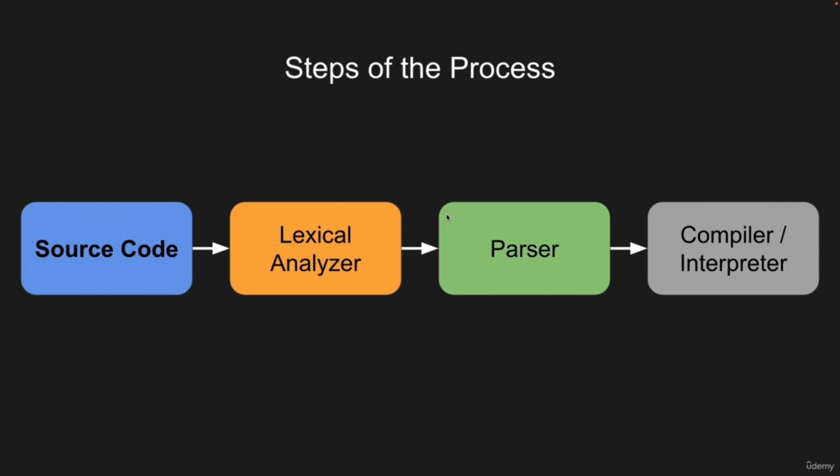So here are the steps of the process. We have the source code, and we put that source code into the lexical analyzer, and after the lexical analyzer, it goes into the parser. The lexical analyzer produces the lexical tokens, and they go to the parser, where the parser converts those tokens into the parse tree or abstract syntax tree. Then the tree gets sent to the compiler or interpreter, and the tree is used to execute the source code or convert it to machine code.